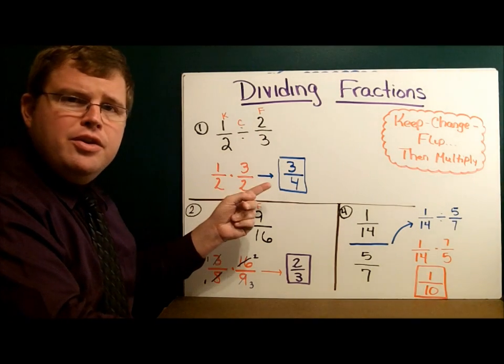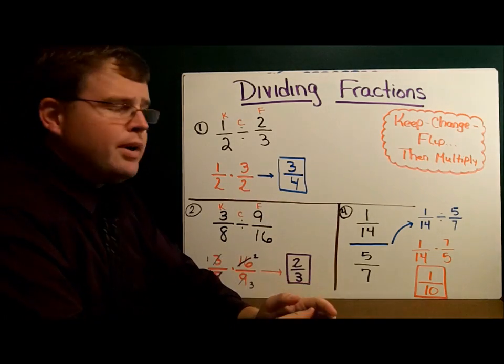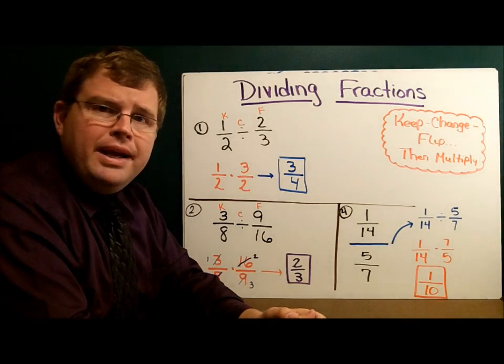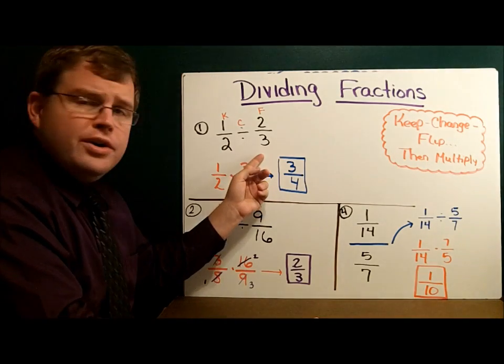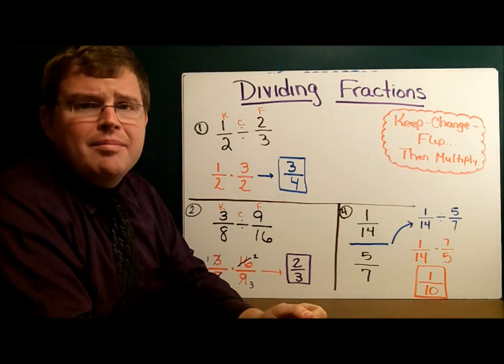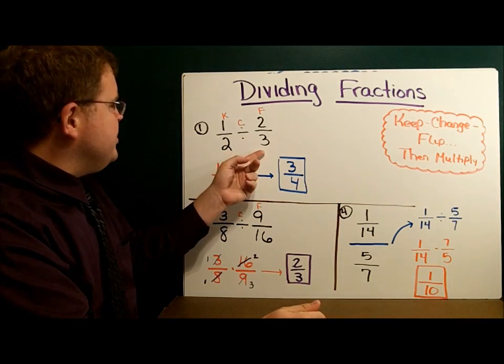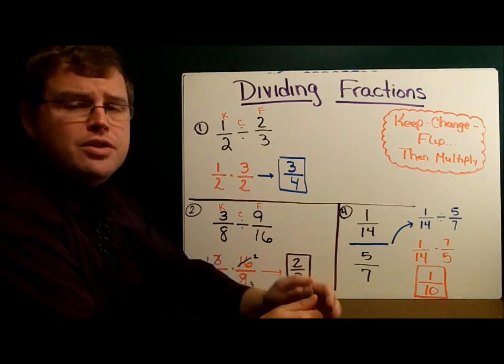I multiply the numerators, multiply the denominators, and I get the answer 3/4. What does this mean? Well, 2/3 goes into 1/2 3/4 of a time. That's basic division. So how many times does 2/3 go into 1/2? It goes in 3/4.